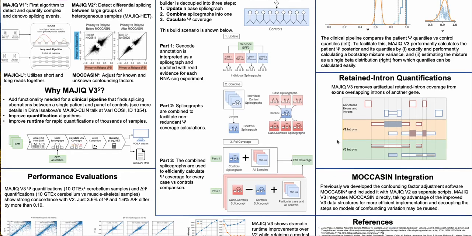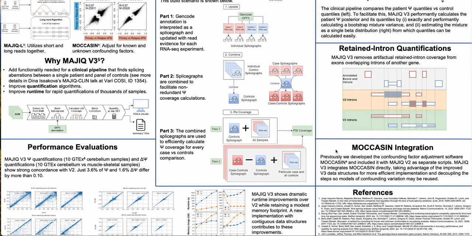One more improvement in MAJIQ V3 is the direct integration of Moccasin, our method which adjusts for confounding factors. Previously, Moccasin was released as separate scripts together with MAJIQ V2. MAJIQ V3 integrates Moccasin directly, taking advantage of the improved V3 data structures for a more efficient implementation and decoupling the Moccasin steps so models of confounding variation may be calculated once and then reused across executions.